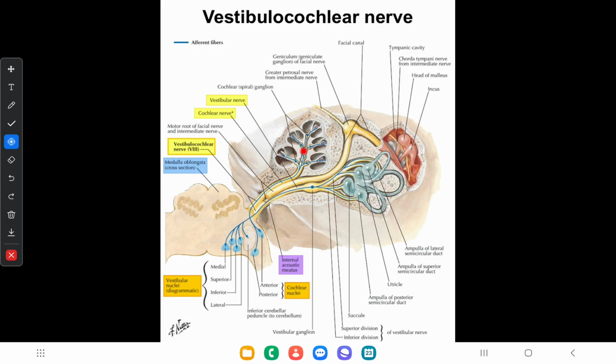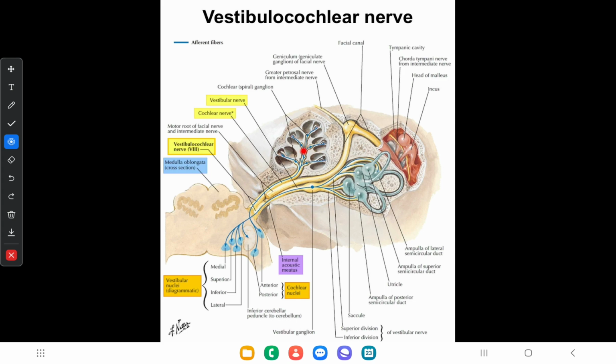Then the central processes of the bipolar neurons pass through the tractus spiralis foraminosus at the medial end of the internal acoustic meatus. Then in the posterior cranial fossa, the cochlear nerve passes through the pontocerebellar angle to reach the lateral aspect of the pontomedullary junction.